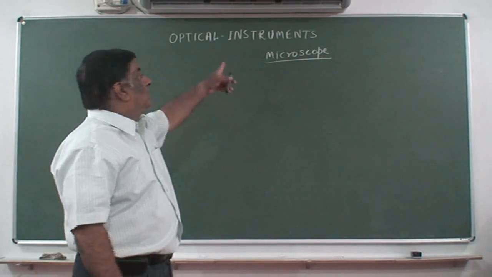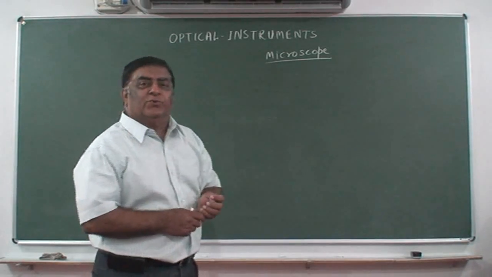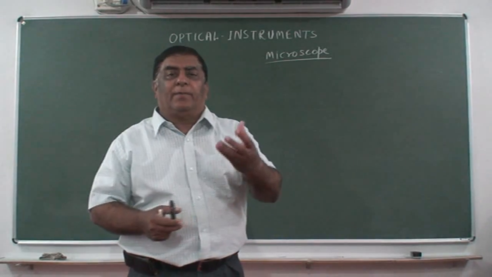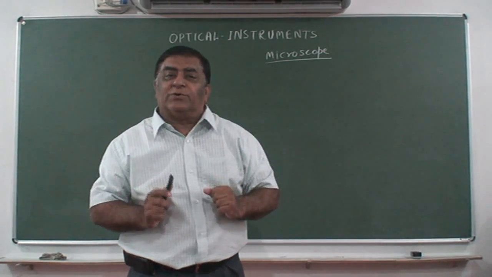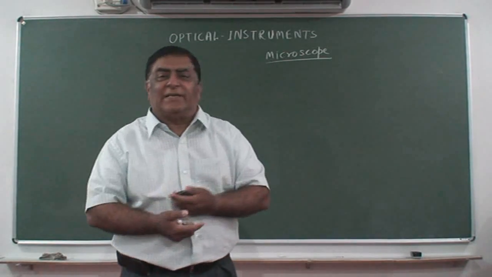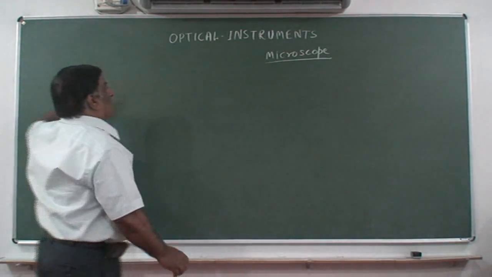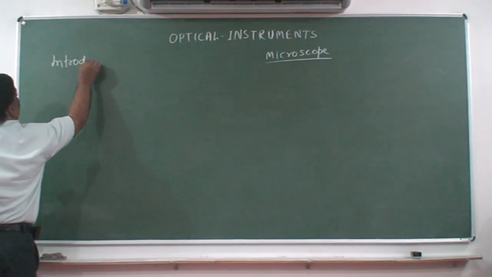Optical Instruments: Microscope. A microscope is a device which is used to make small things appear large, so that we can see them very minutely and we can study them. So the first thing, introduction of microscope. What is a microscope?